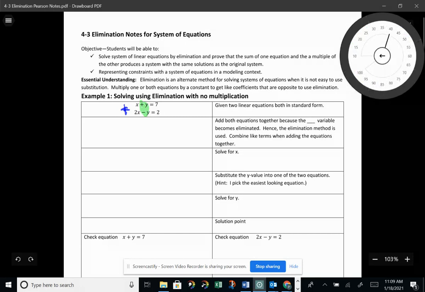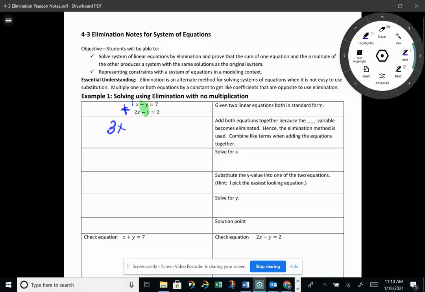So this would be 3x, because 1x plus 2x is 3x. Then y plus minus y cancels out, and then I get 7 plus 2 is 9. So all I did was add, because the y variable becomes eliminated. Hence, the elimination method is used.